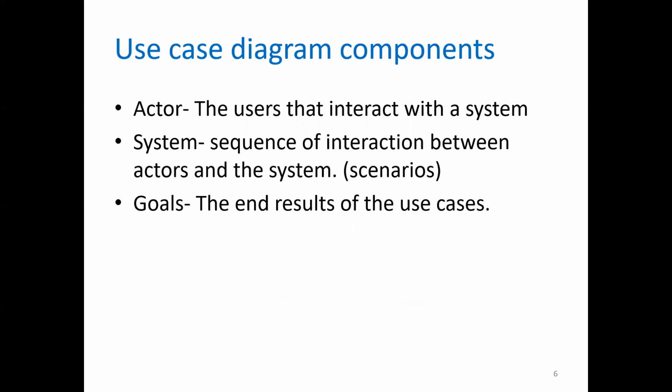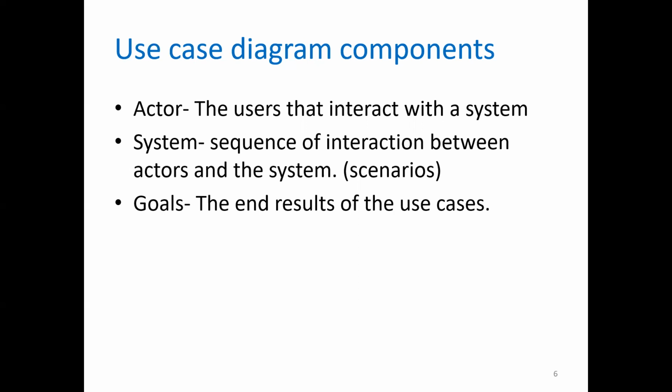Use case diagram components. Actors, the users that interact with the system. System is a sequence of interactions between actors and the system, which is scenarios. Goals is basically the end results of the use cases. To answer the question, what is a use case diagram? You will need to first understand its building blocks, that is, some common components.